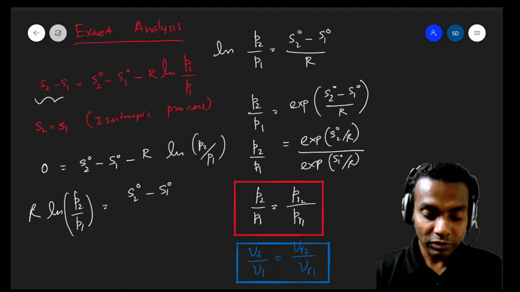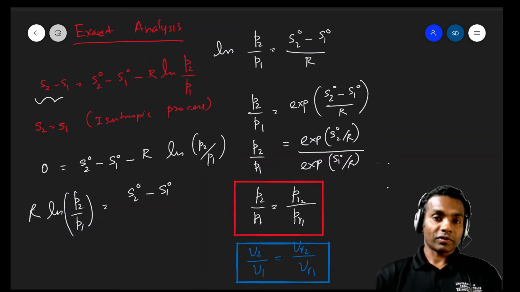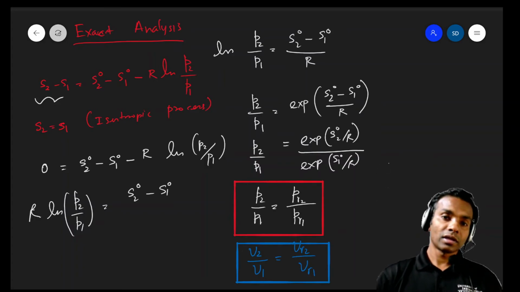Okay, that's it about the derivation of isentropic processes of ideal gases. What are the equations that we can use, and what are the limitations?